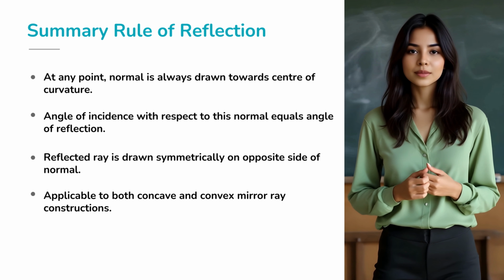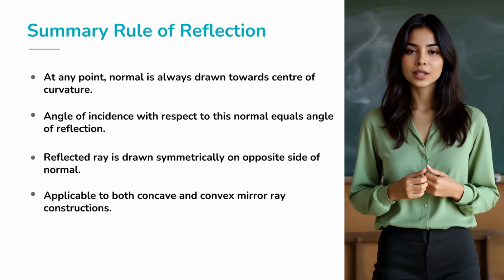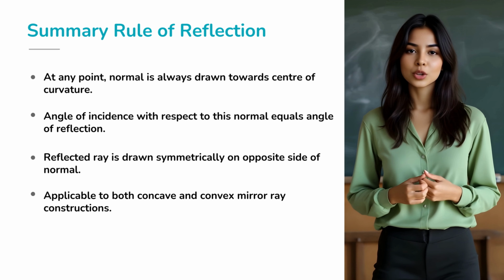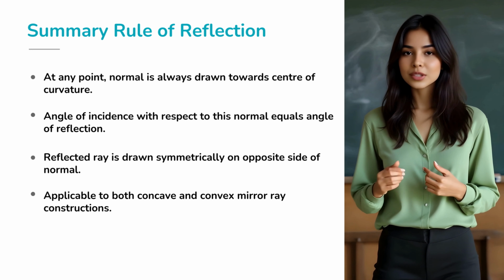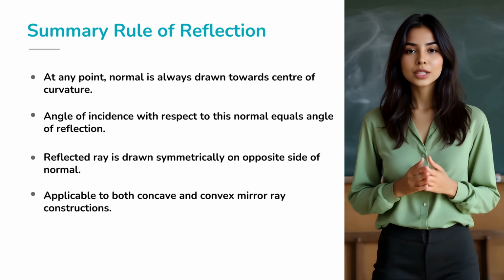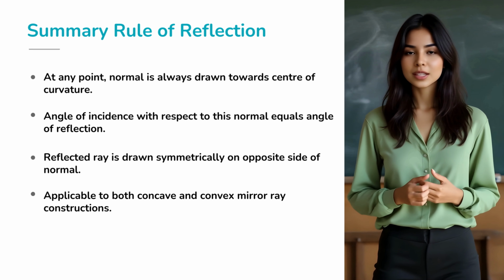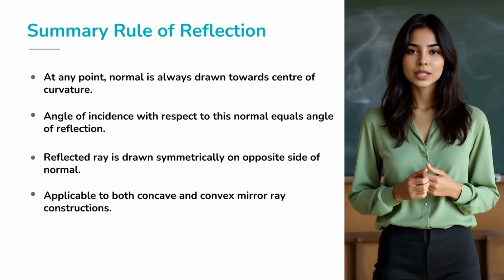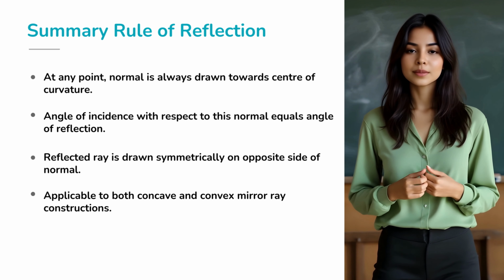So, what's the general rule? Simple. At any point, first draw the normal towards the center of curvature. Then make sure the incident angle and reflected angle are equal with respect to this normal. That's it. No matter concave or convex, this is your universal recipe for drawing reflected rays. Equal angles on either side of the normal, physics loves symmetry.